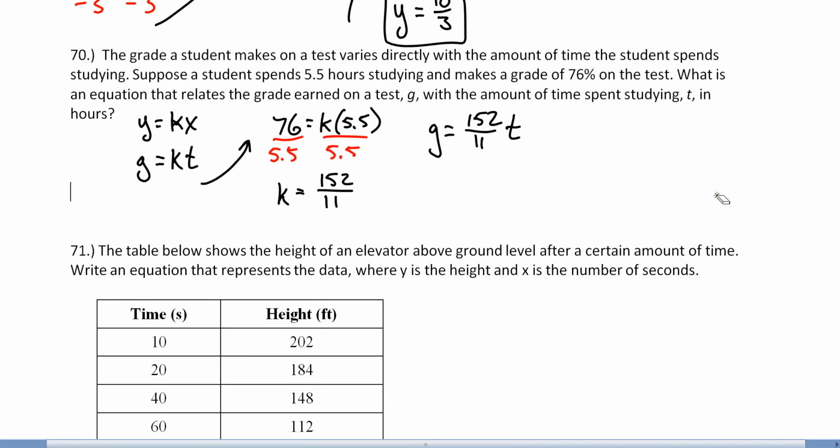And so the question is, what is the equation that relates the grade? It's this right here. All I have to do is plug in my k value, and I'm done.